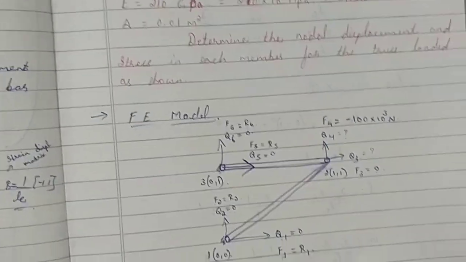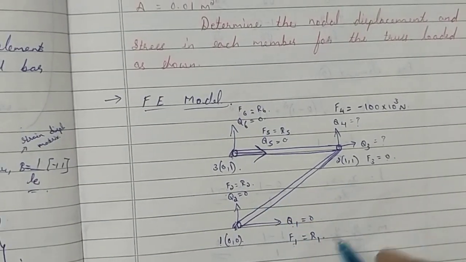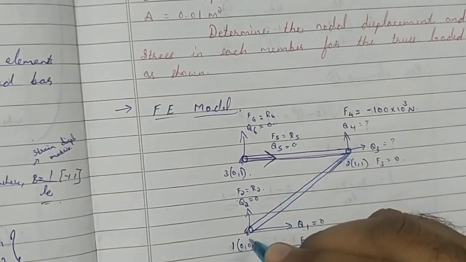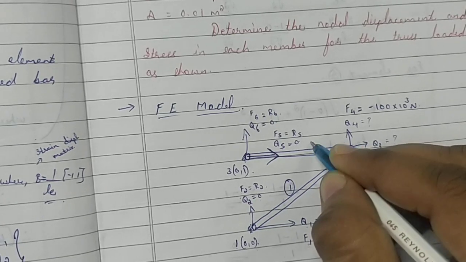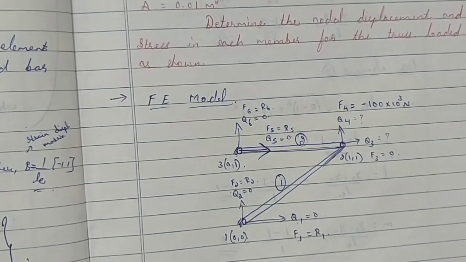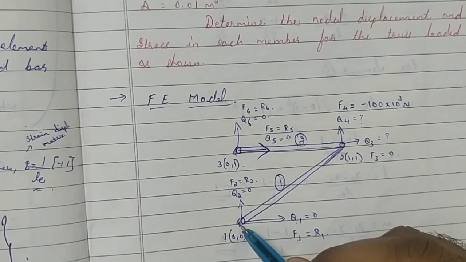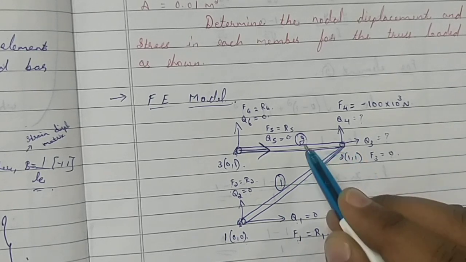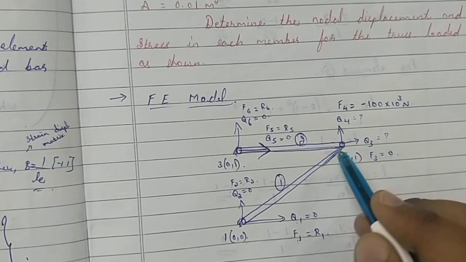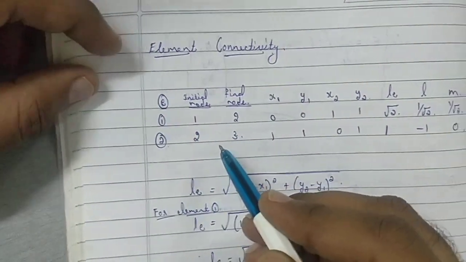Initial node for the... please number the elements 1 and 2. This is the first element, this is the second element. So the initial node for the first element is 1, final node is 2. Similarly for element 2, initial node is 2, final node is 3. So 1, 2, 2, 3.